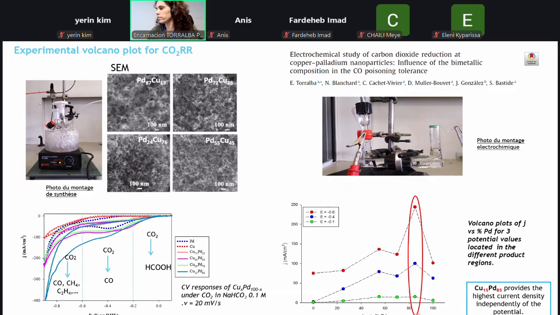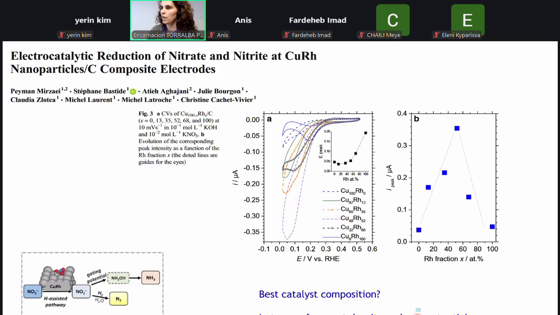Yes. Copper 15, palladium 85, the highest current density independently of the potential. Good. And this is the same as what I just showed you, but this is not for CO2 reduction. Here it is for nitrate reduction, either to N2 or to ammonia.